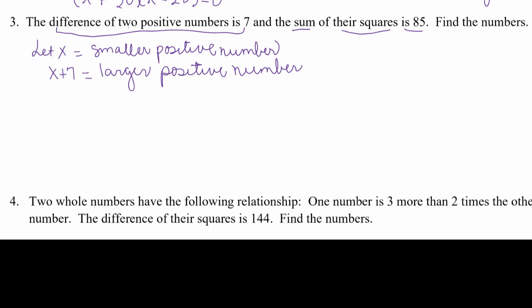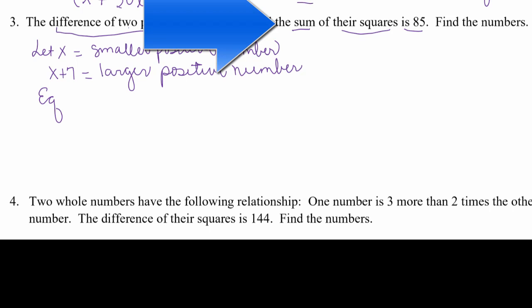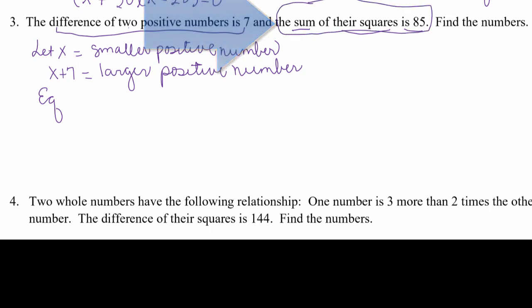So now for the equation though, we're going to use this given: the sum of their squares is 85. So the square of x is x squared, and then the square of the larger is this binomial, x plus 7, squared. The parentheses is important. It's telling us that the sum of those two, add those two, and you get 85. So now we need to expand this binomial here.